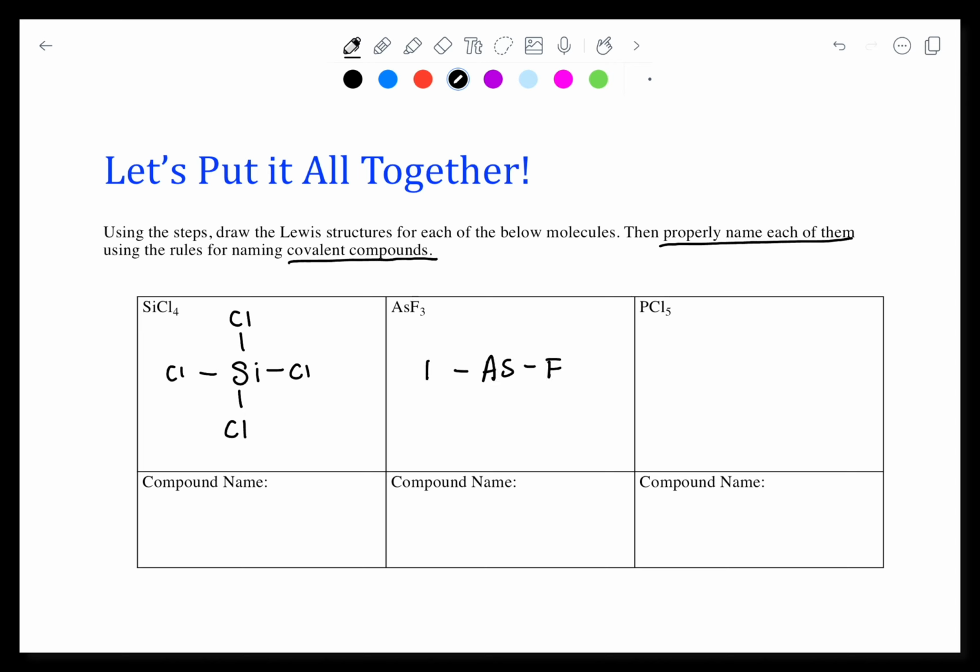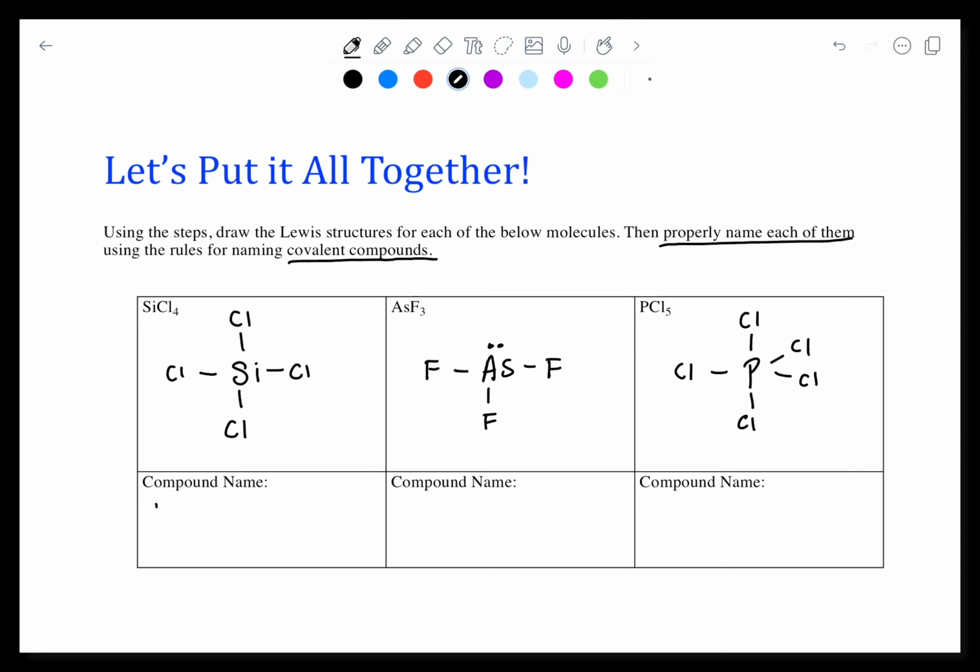Okay, we have AsF3. There's a lone pair on that arsenic there. Finally, we have PCl5. And you'll notice I try to draw these in a way that gives me a hint towards their structure. Again, if you're not that great of an artist, it doesn't have to work out that way as long as you're able to determine your number of electron domains, whether they're bonds or lone pairs, and you know where they are. That's all that matters. Okay, so let's name these.